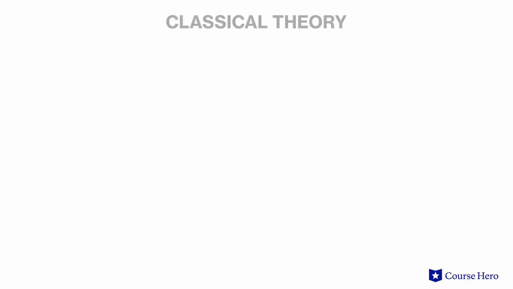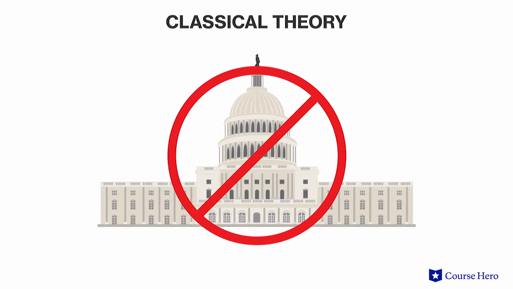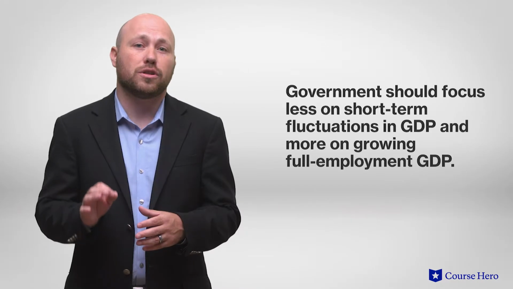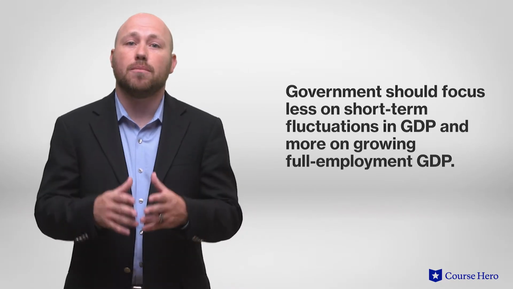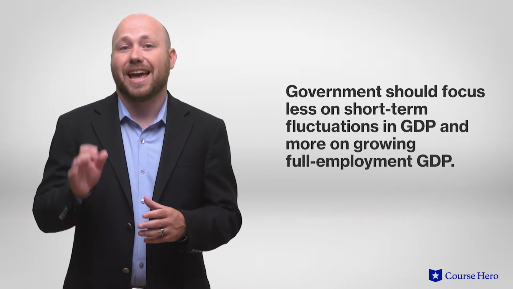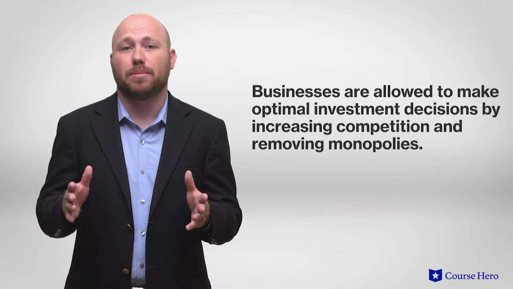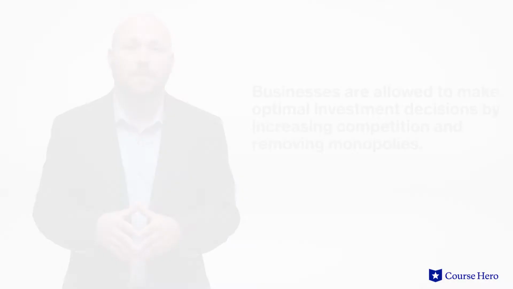Therefore, intervention by government to assist in economic downturns is not supported by the classical theory, and the government should focus less on short-term fluctuations in GDP and more on growing full employment GDP by keeping tax rates low, and allow businesses to make optimal investment decisions by increasing competition and removing monopolies. The classical theory strongly favors supply-side policies that help to increase and shift the long-run aggregate supply curve, thus increasing real GDP and keeping price levels low.